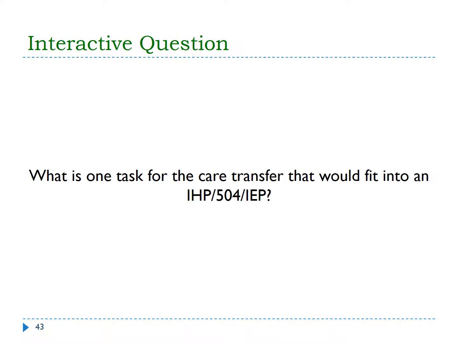What is one task for the care transfer that would fit into an IHP, 504, or IEP? Take a moment to consider this question. The presentation will automatically resume in 1 minute.